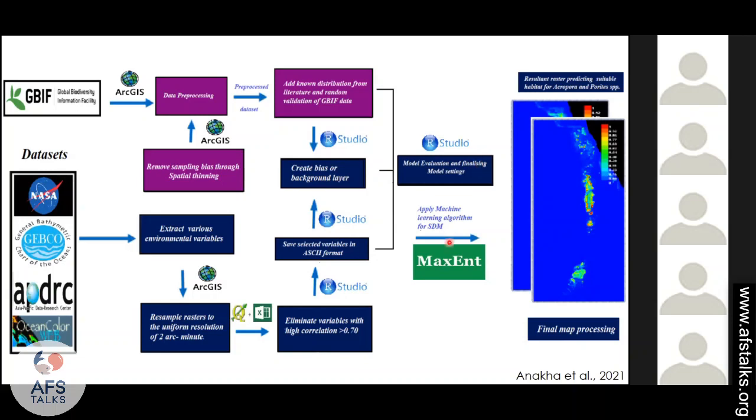Then we apply the machine learning algorithm to our data and create a resultant map. This is a map for Acropora muricata and Porites lutea. Both are coral species, and the area that we considered is Lakshadweep, Maldives, Chagos archipelago, which is in the Indian Ocean. And this final map is processed, and I will show it in a later slide. This is the basic modeling framework.